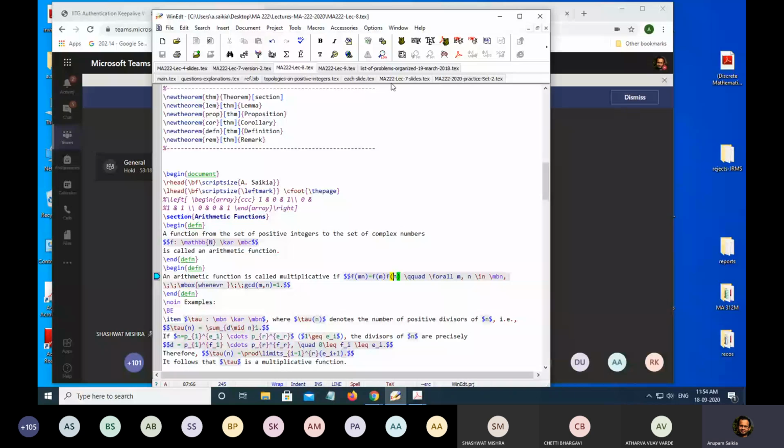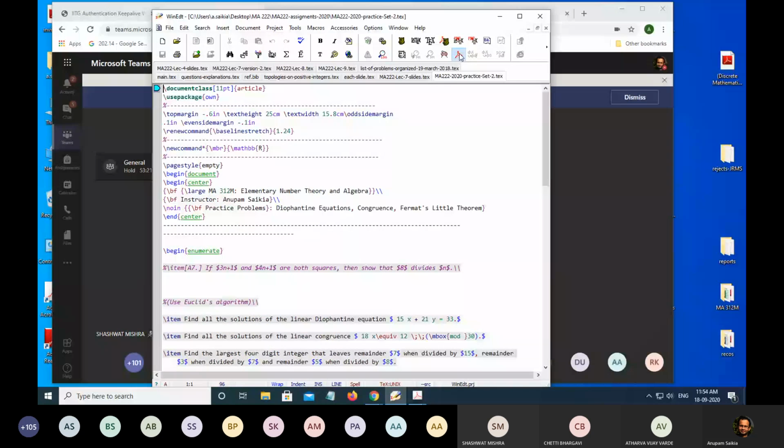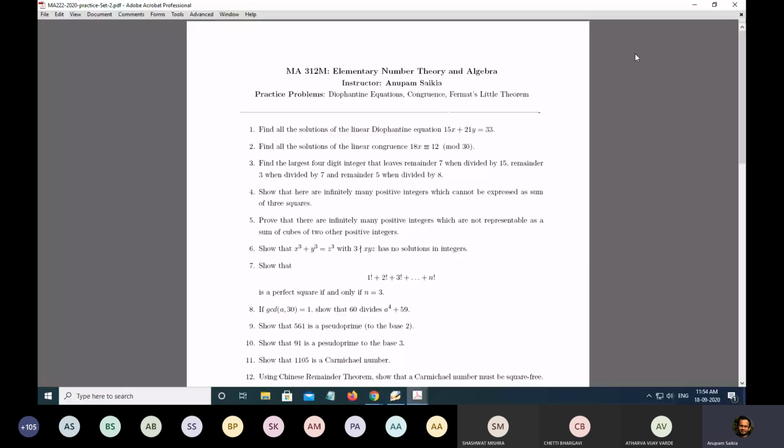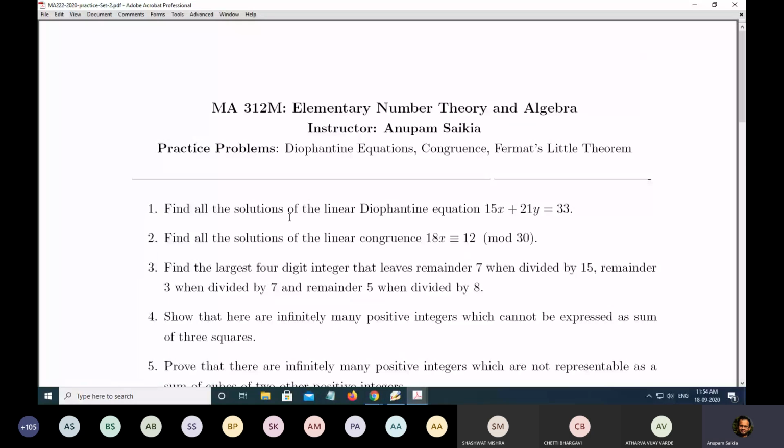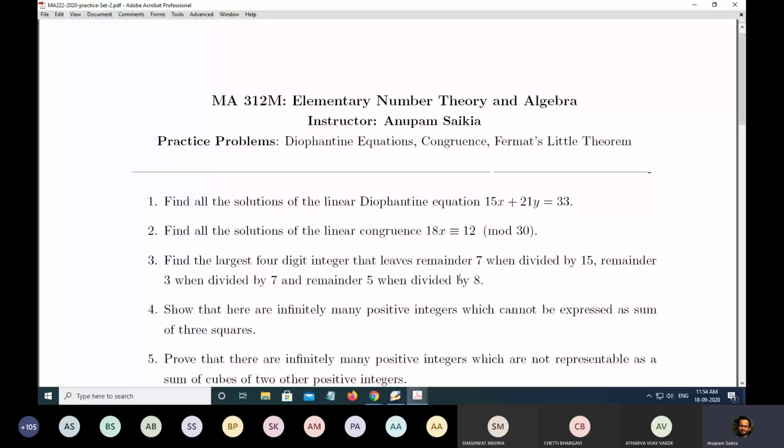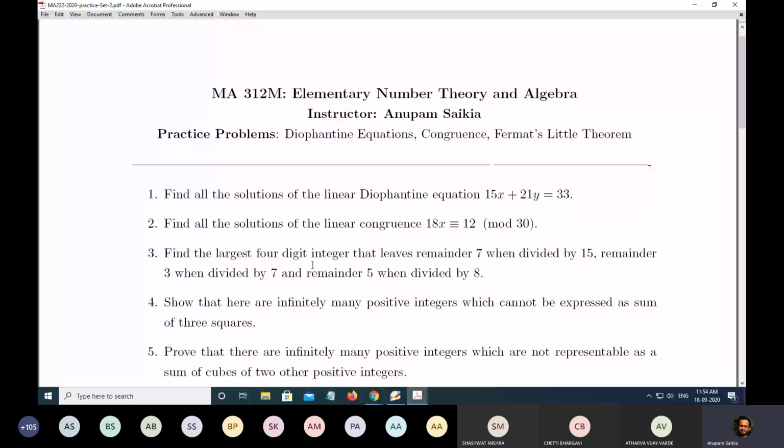Okay, so these are the problems. Some of them are just direct questions. Let's solve the linear Diophantine equation like this. It's direct. Linear congruence, it is direct. This is just Chinese remainder theorem, direct. Okay, that it leaves remainder this.